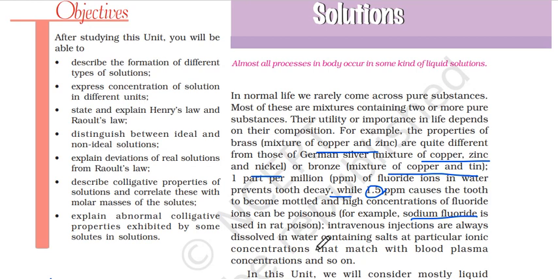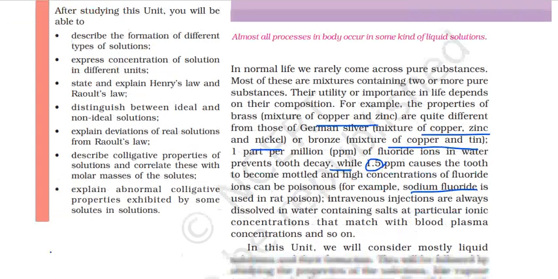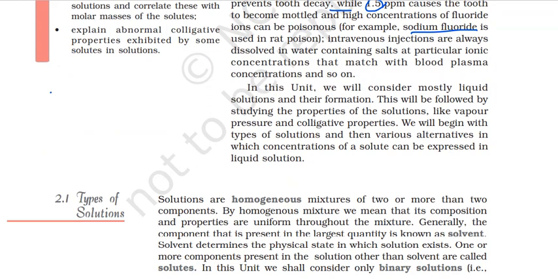Intravenous injections are always dissolved in water containing salts at particular ionic concentrations that match with blood plasma concentrations, and so on. So the first paragraph, as usual, is trying to be a little introductory towards the lesson. It just says that you do not find pure substances in nature, and they are to be mixed in a certain composition, in a certain proportion, so that they can be useful. They've given an example of fluorides. If you use fluoride ion, say 1 part per million, which is a very tiny amount, it can prevent tooth decay. But if you take 1.5 parts per million, slightly above one, it can cause the tooth to become mottled, and it can also prove to be poisonous for us. So the correct composition is very important for all the substances we come across, because everything has to be a mixture of certain things.